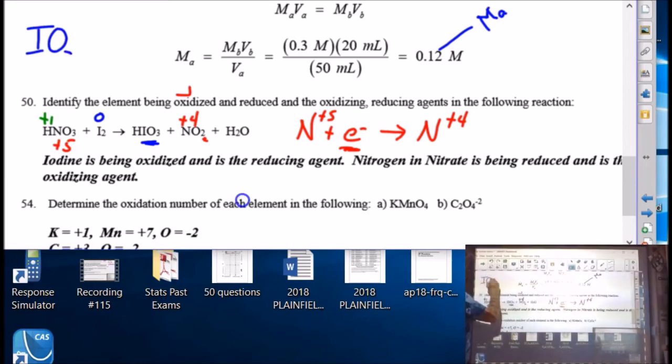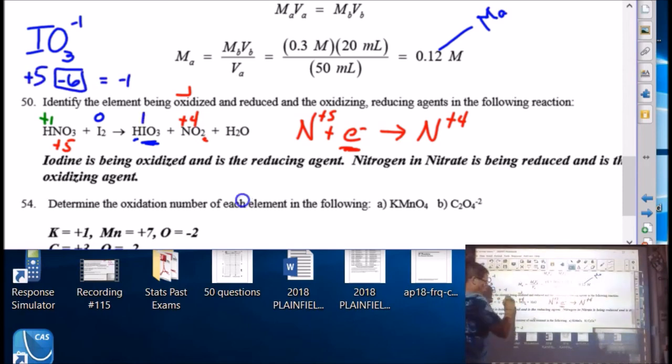IO3 has a charge of -1 as well. We know that because there's 1 hydrogen there. So again, the oxygens, there are 3 of them, so total charge of -6 on the oxygen, the whole thing equals -1. Therefore, this iodine also has a +5 charge. But in this case, it went from no charge to a +5.